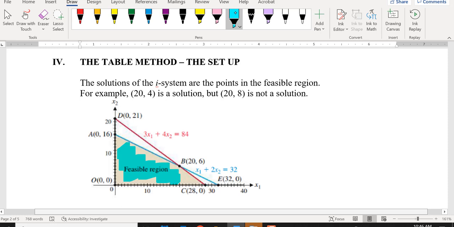Okay, for example, the coordinate 20, 4, where is that? 20, would be about right here. That's not a very good point. Right here. That point is a solution, right? But the point 20, 8, which would be up here, is that a solution of the inequality system? No, because it's not in the feasible region. So all of these points in here would be solutions. We good there? All right.